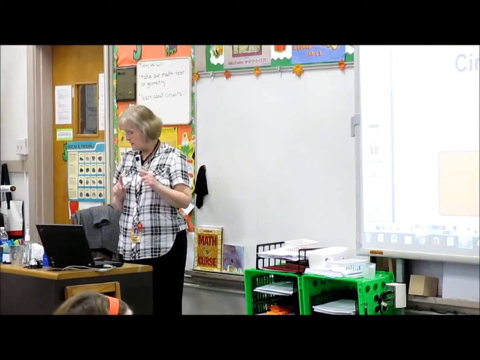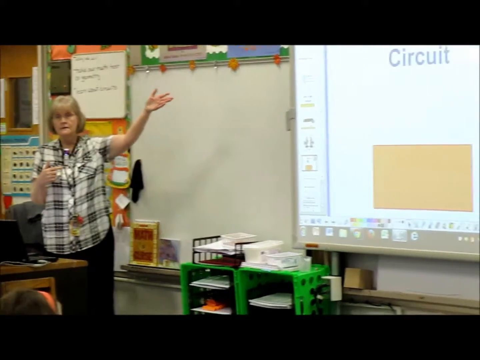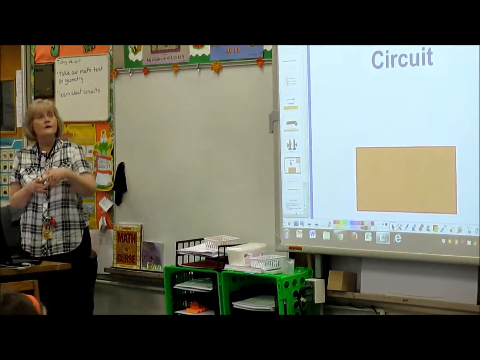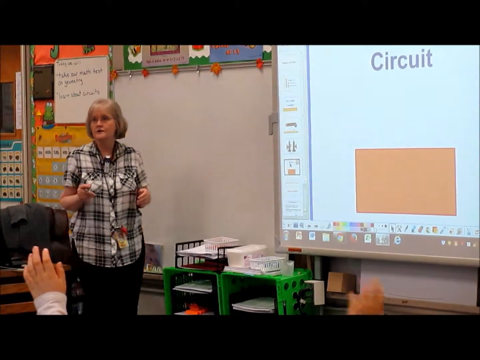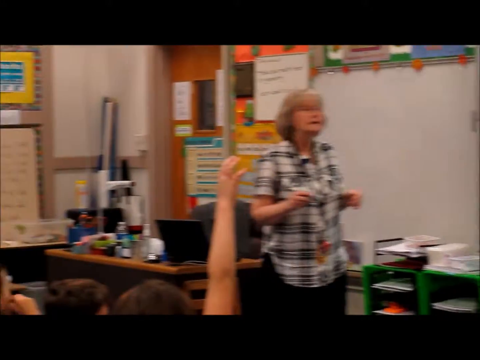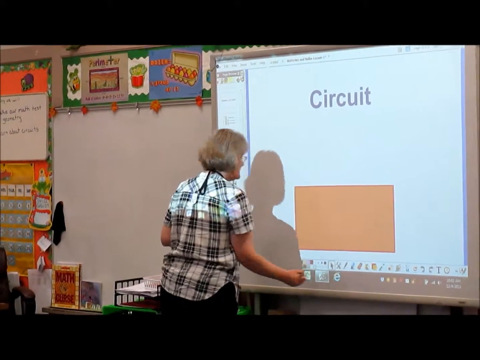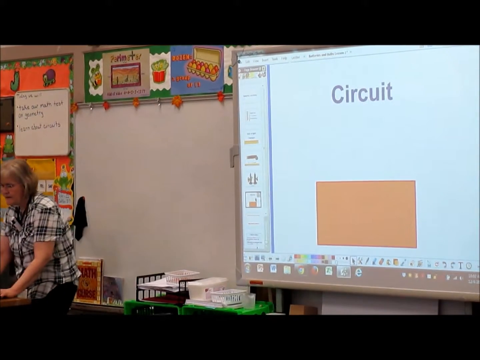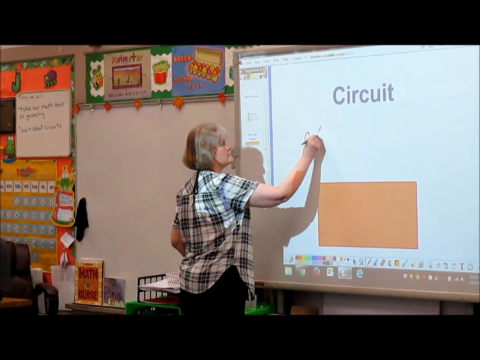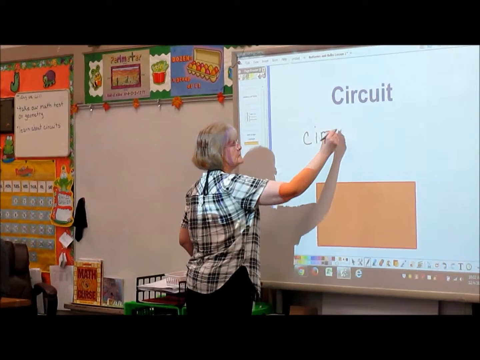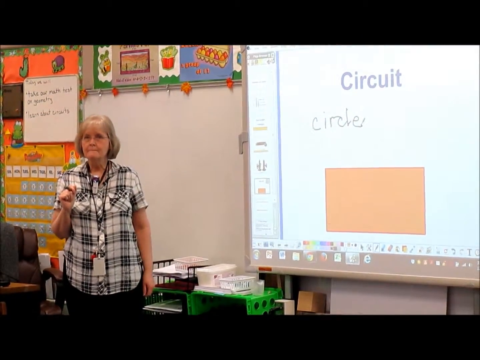Okay, when you begin to make a path for electricity to work, it's called a circuit. What word does circuit look like? What word does circuit look like to you, Joby? Circle? It does look like circle. Okay, let's see if we can write that up here. Oh, my pen's not working there. Okay, that's okay, I can get it. It looks like a circle. Oops. Got a little mess there. Circle. Any other word? What else?